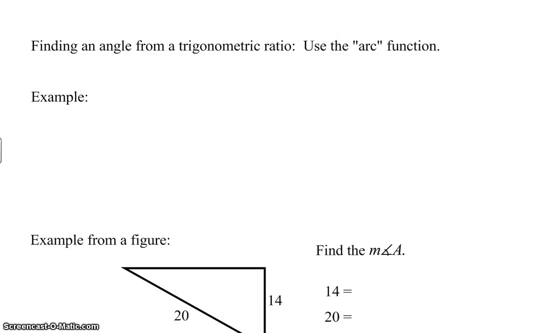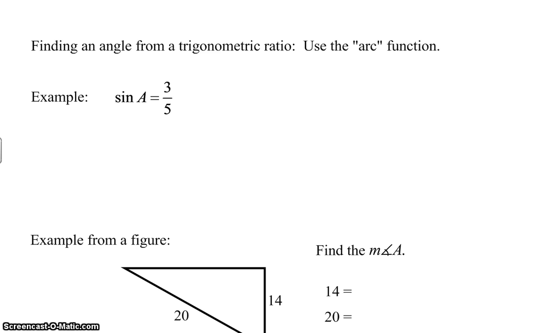Now, we come to the last situation, which is how do you go from the sides to the angle? In this case, we're going to be using that arc function, or the inverse function on your calculator. So let's take a look at our first example. In our first example, I know that the sine of A was 3/5. I don't want the sine of A, I want the actual measurement for angle A.